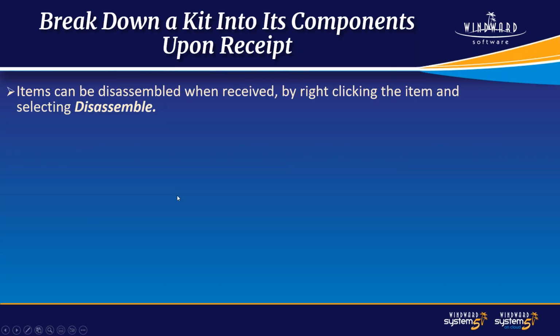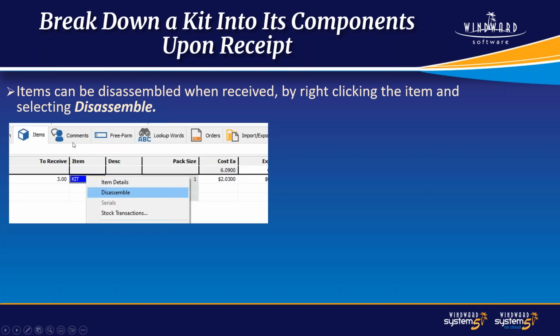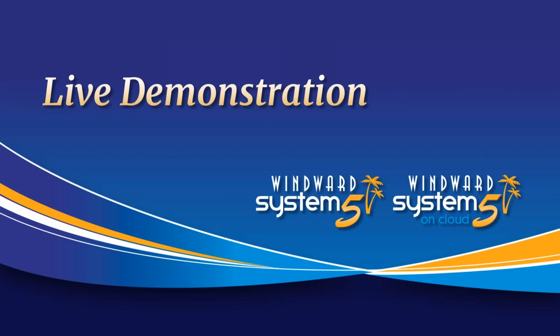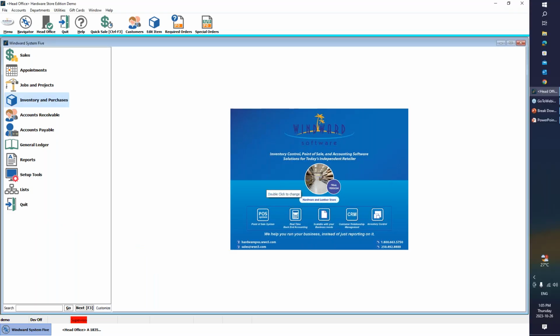Next, items can be disassembled when received, like through a PO, by right-clicking on the item and then selecting disassemble. One example is this one. From the PO, when you're about to receive the item, once disassemble has been enabled from the setup wizard, you right-click on the kit and have the option to disassemble. As I said earlier, both serialized and non-serialized items can be disassembled. Now we can proceed with our live demonstration. Let's start with the setup.